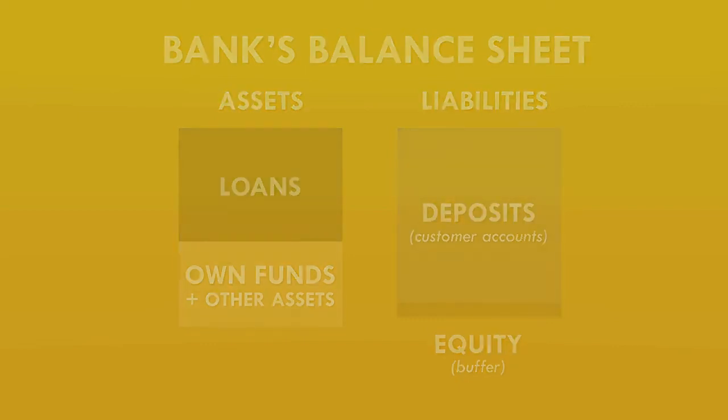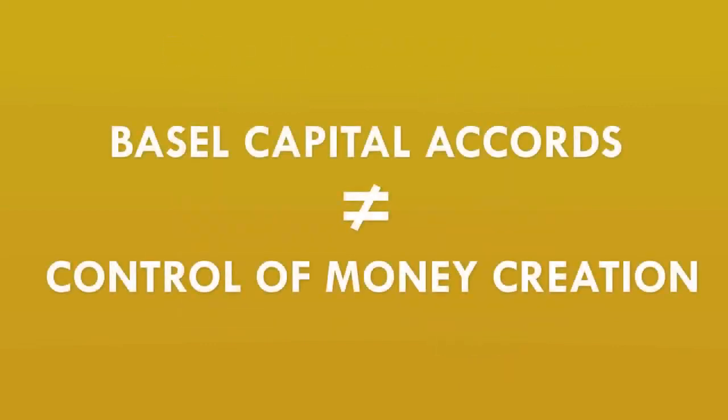But the important thing is that the capital adequacy reserves are not, and never have been, intended to limit how much money the banks can create or how much reckless lending they can do. It's simply about trying to ensure that when things do go wrong and loans start going bad, the banks have enough of a buffer to avoid going bankrupt.